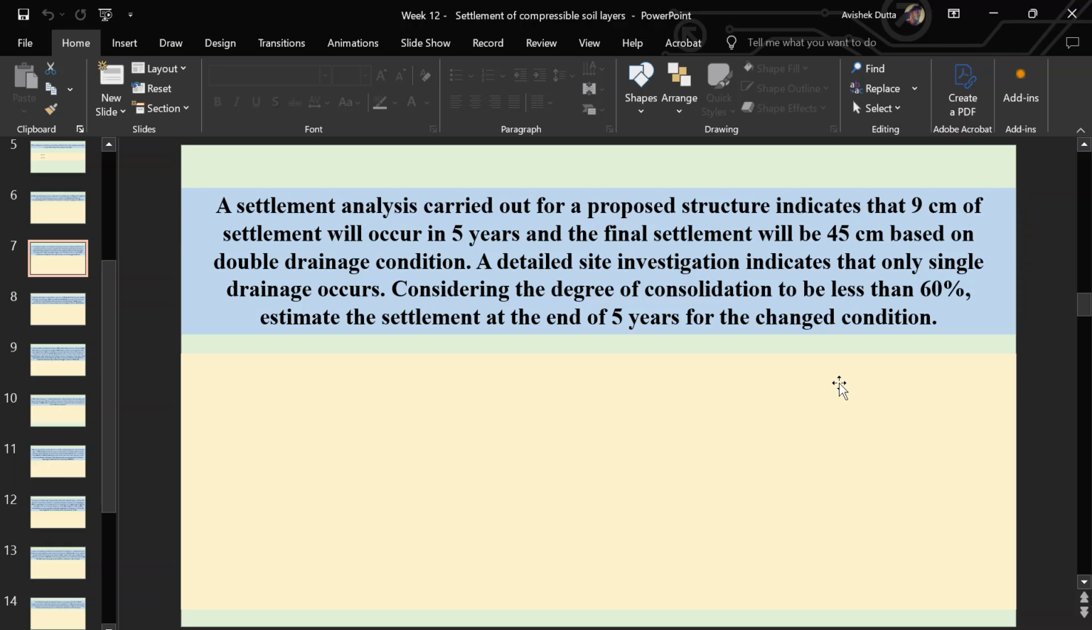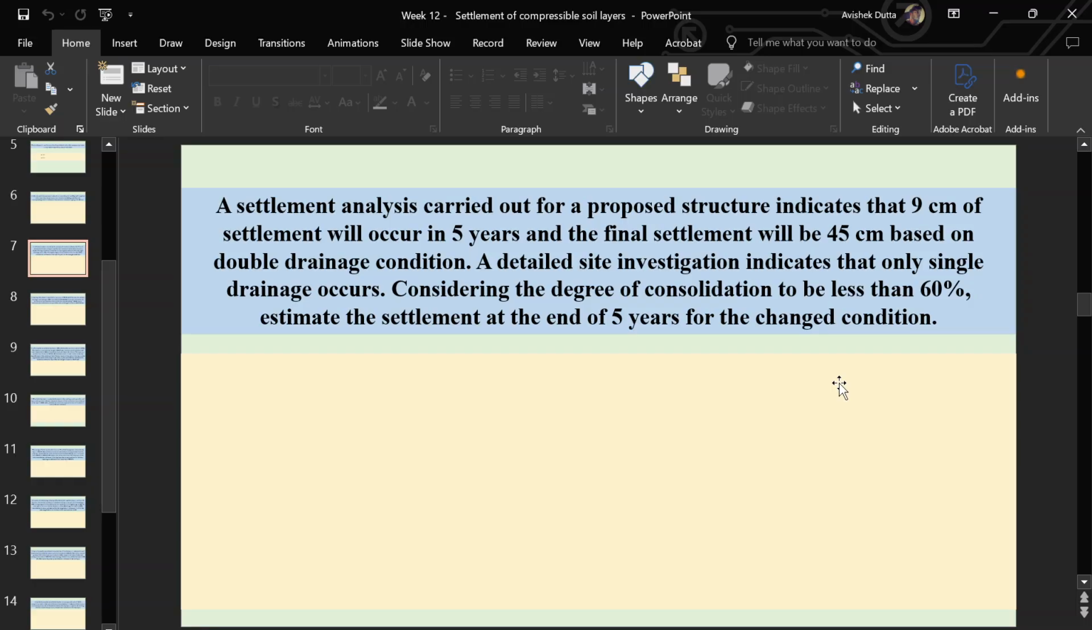A settlement analysis carried out for a proposed structure indicates that 9 centimeter of settlement will occur in 5 years and the final settlement will be 45 centimeter based on double drainage conditions. A detailed site investigation indicates that only single drainage occurs, considering the degree of consolidation to be less than 60%. Estimate the settlement at the end of 5 years for the changed condition.